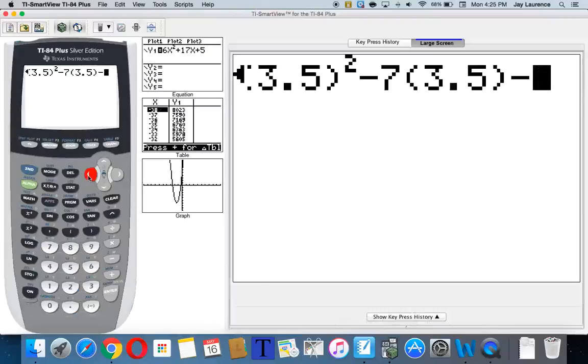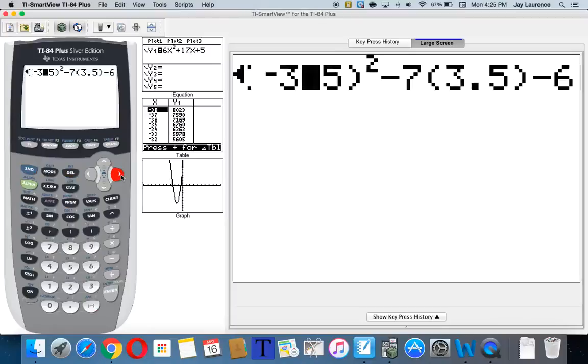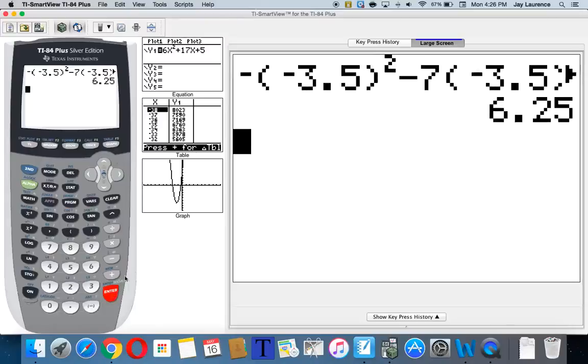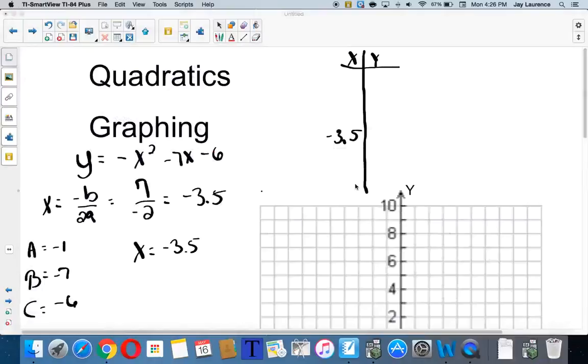So I'm going to go back, and I'm just going to insert a negative. Oop, too far. I guess I can do this one first. And so I'm going to go second, insert, negative, and then second, insert, negative. And now I'm going to hit enter, and there's the y-coordinate of my vertex. So I know that the y-coordinate is at 6.25.